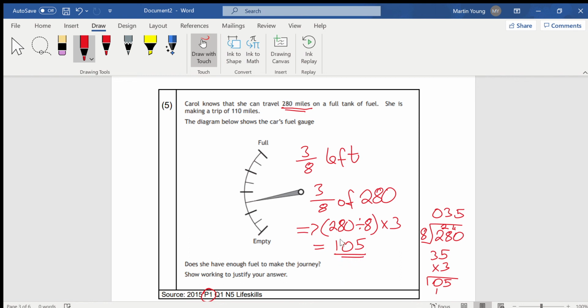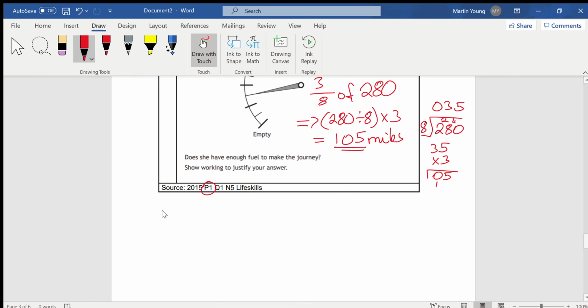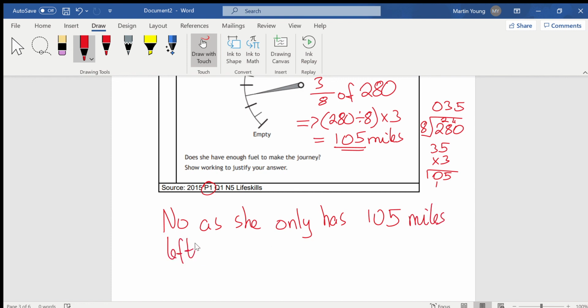So she can only travel 105 miles, her journey is actually 110 miles. Does she have enough fuel? So make sure that we just make a wee sentence. No, as she only has 105 miles left, but 110 miles left to go.